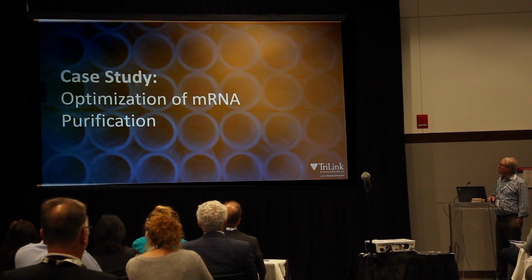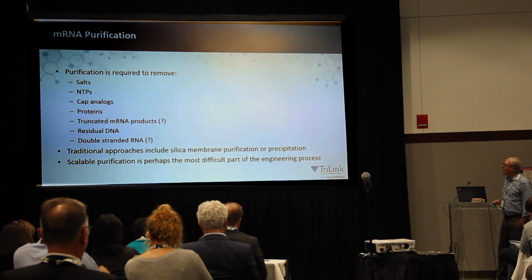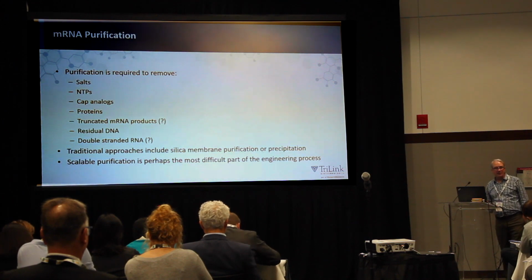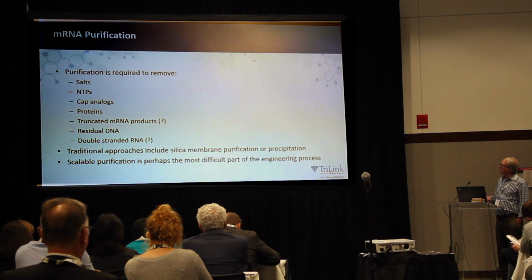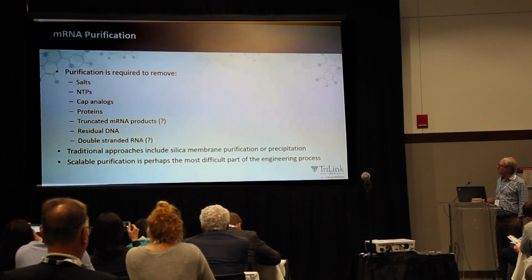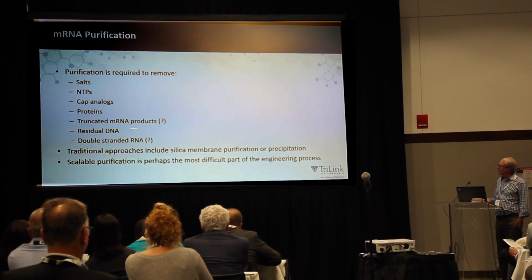Okay. So another case study here is on the optimization of mRNA purification. So why are we purifying the messenger RNA? We're trying to get rid of a lot of the ingredients in the process, like salts, NTPs, cap analogs, the proteins that were used in the reaction, truncated mRNA products, residual DNA, and we think that the removal of double-stranded RNA can be really important.